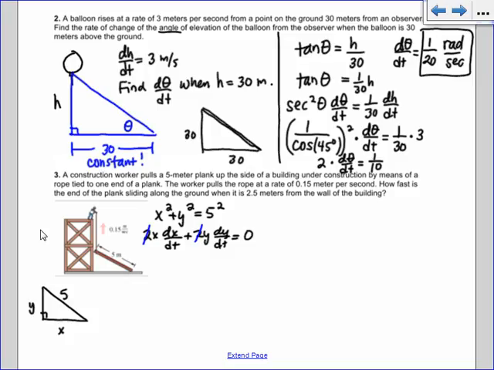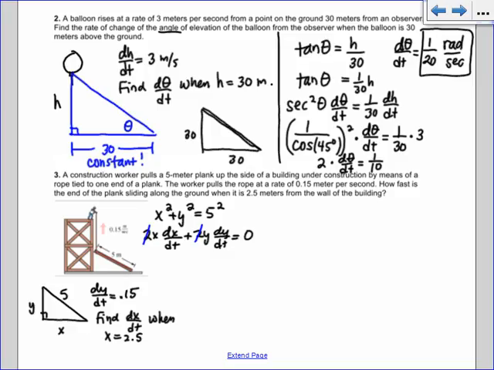So the things that we knew: z was 5. It says the worker pulls the rope at a rate of 0.15 meters per second. That's our dy over dt. So dy over dt equals 0.15. And it's positive, it's increasing. Dx over dt is what we're finding. So we're finding dx over dt when x equals 2.5.